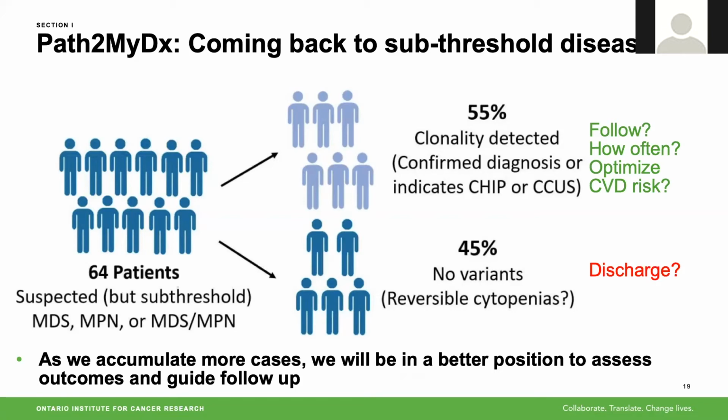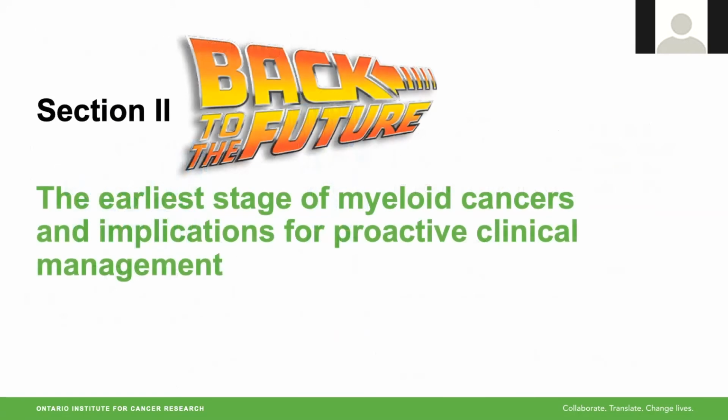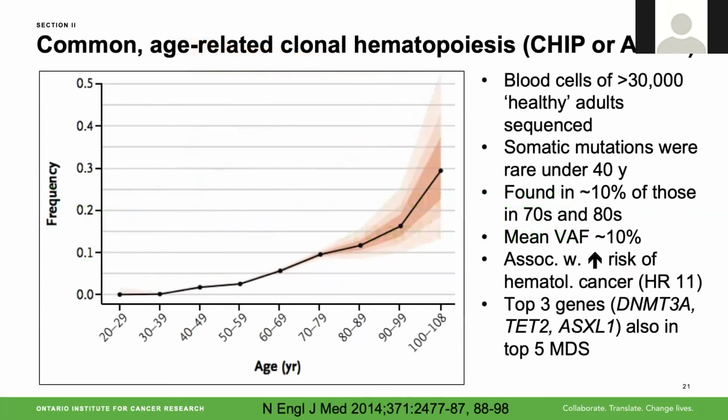So as we accumulate more cases, we plan to prospectively follow and we'll be in a better position to look at outcomes. So in the second part of the talk, I want to mention now, we think of the life cycle, the earliest life cycle of myeloid cancers, back to the future, if you will, to the origins. Now, this work started in Toronto with the identification of pre-leukemic stem cells by John Dick and his group.